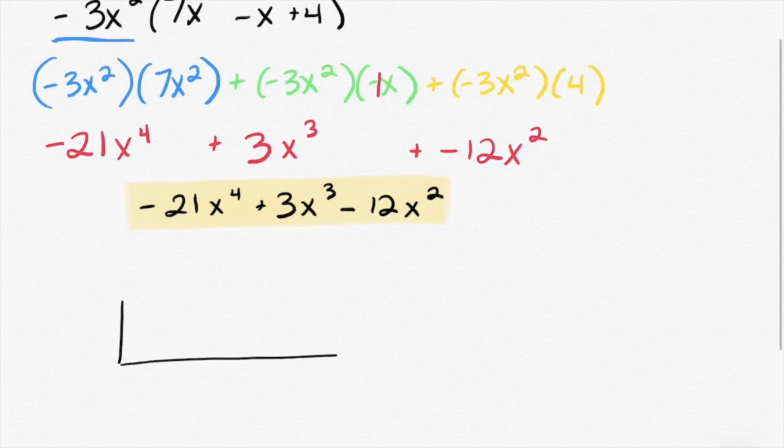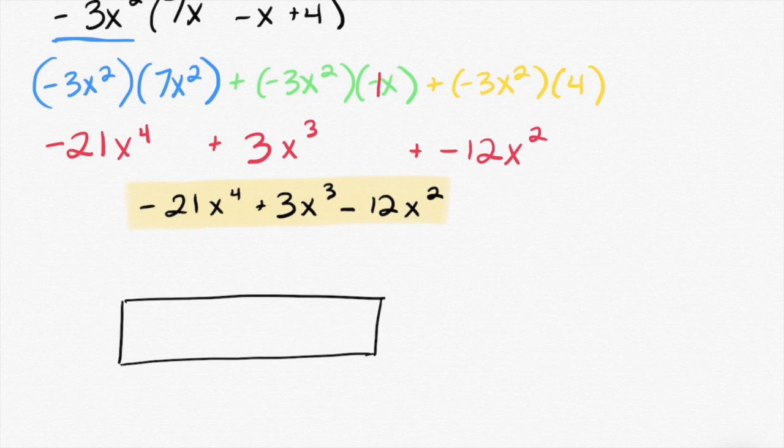I'm going to make a little table here that has 3 boxes. And inside those 3 boxes, I'm going to put my negative 3x squared. Oops, sorry, not negative 3x squared. That was on the outside. I'm going to put my 7x squared. I'm looking in the parentheses, the minus x and the positive 4, and then out in front, I'm going to put the negative 3x squared.